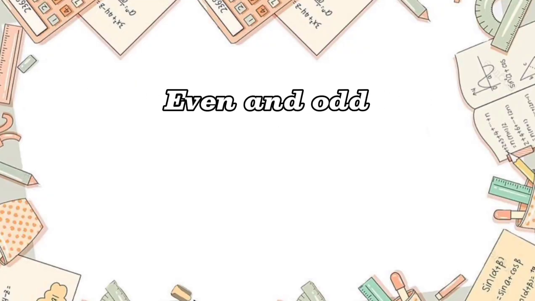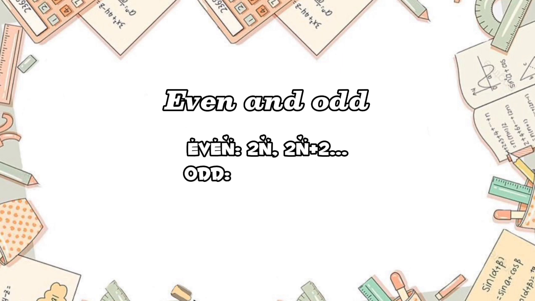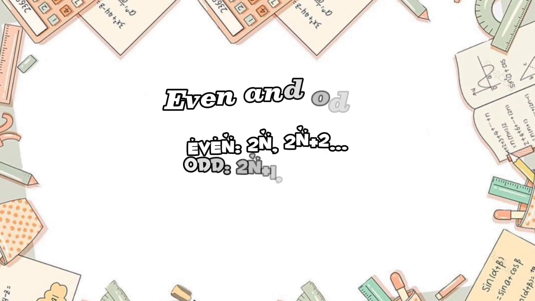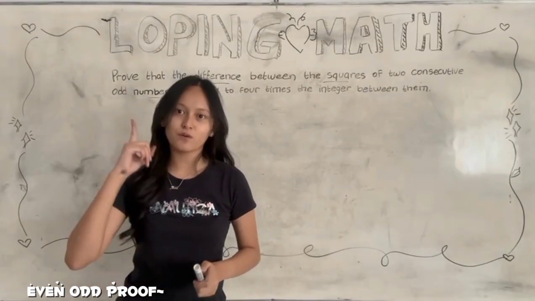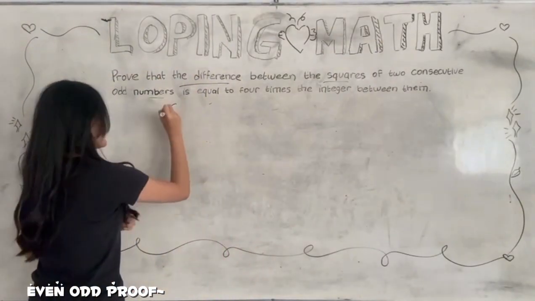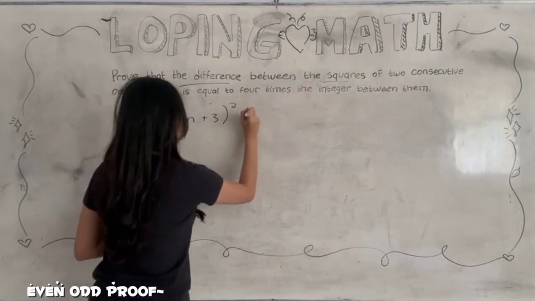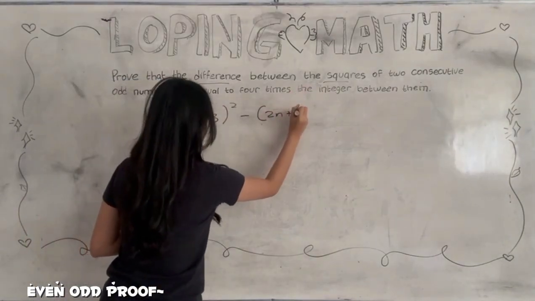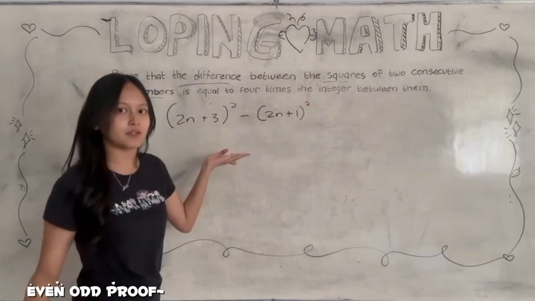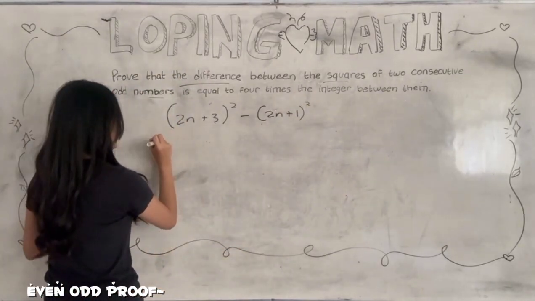Even and odd. Here, the key concept is that an even number is divisible by 2, so it can be written as 2n, 2n plus 2, and so on. Meanwhile, an odd number is 1 more than even, so it can be written as 2n plus 1, 2n plus 3, and so on. So I'm going to be using 3 and 1. How to write it is (2n plus 3) squared minus (2n plus 1) squared. There you go. Okay, now we solve it.